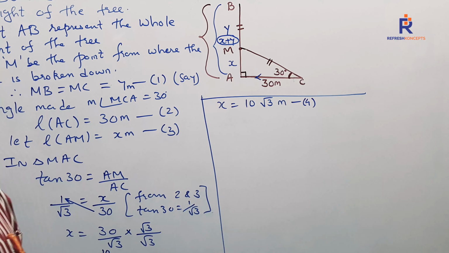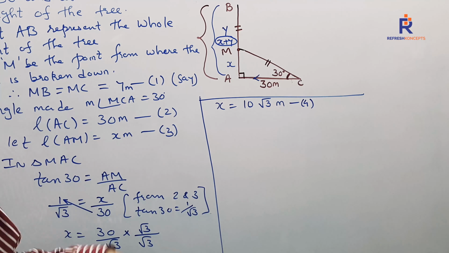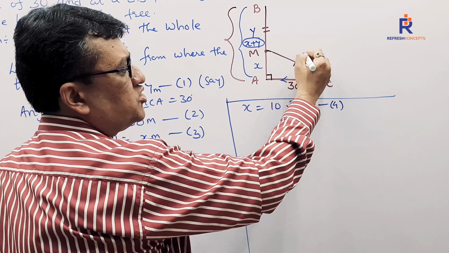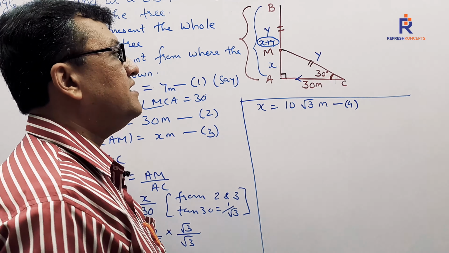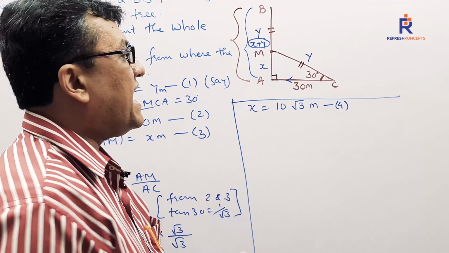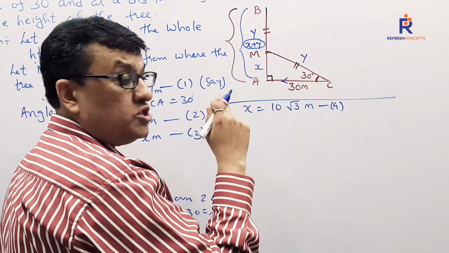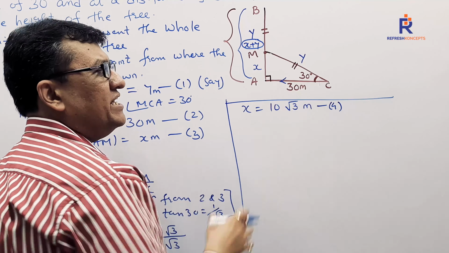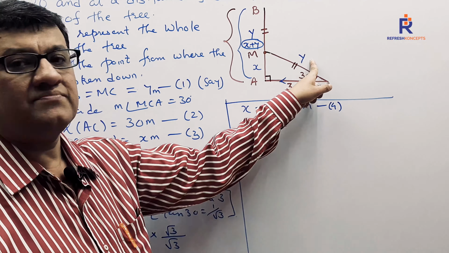Now children, right now you must be thinking that X is not the only thing, we need to find out Y also. Don't you think that if this is Y, which is MB, even my MC also should be Y? Now children, there are two ways to find out. Having known X, which is 10 root 3, and AC, which is 30, in triangle MAC, I can always apply Pythagoras theorem, right?